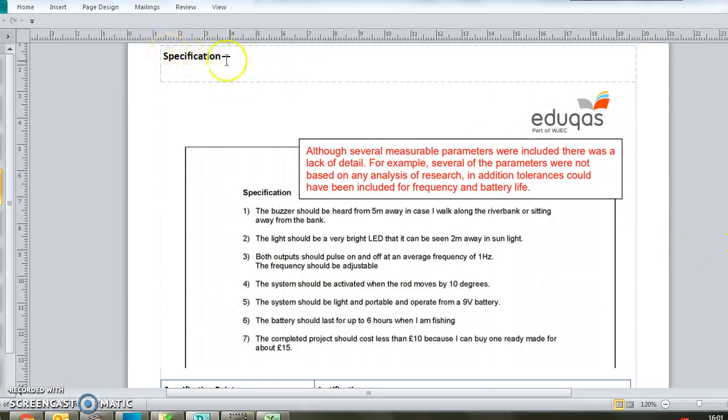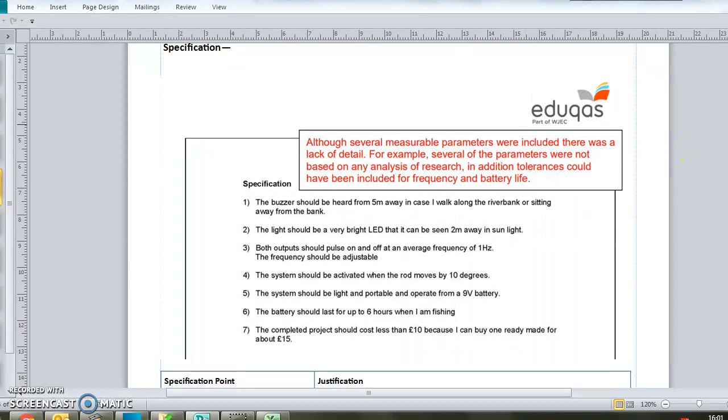Here's my new page. I've put specification at the top because I've got to make sure I'm labeling things clearly. This is actually from the exemplar, and the red text is where the exam board have commented on how good the specification is or isn't, ignoring any grammatical errors. So they've said several measurable parameters were included. There was a lack of detail. Several of the parameters were not based on any analysis of research, and in addition, tolerances could have been included. Okay, so we've got the point.